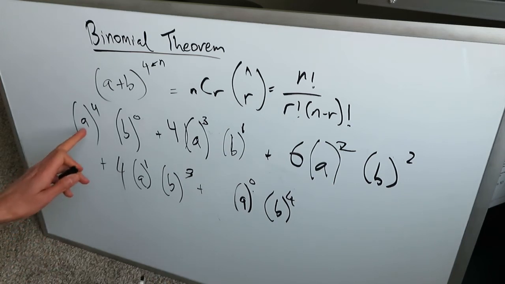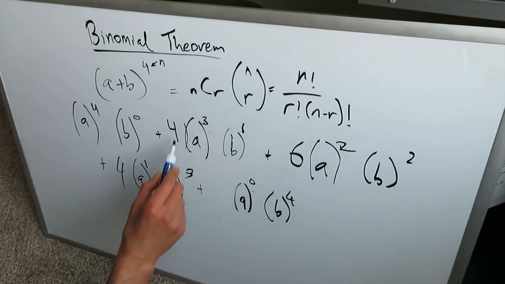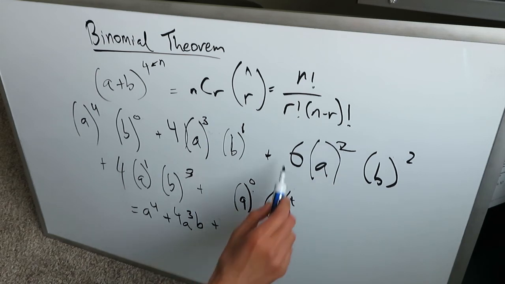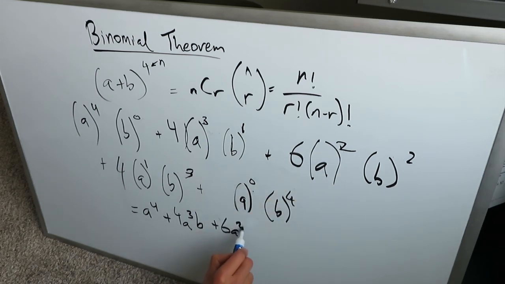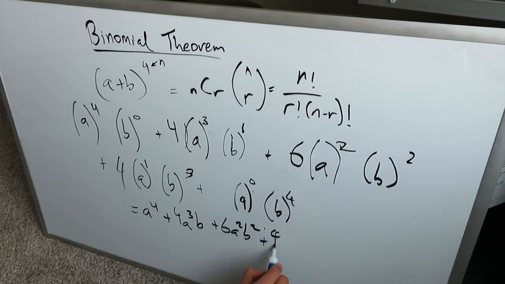So what's our final answer? It's a to the 4th. Never write exponents with the zeros because they're always 1. Plus 4a cubed b plus 6a squared b squared plus 4ab cubed, finally plus b to the 4. You can see all the trends in here showing up. Trend number 1, 5 items from a 4 exponent binomial.